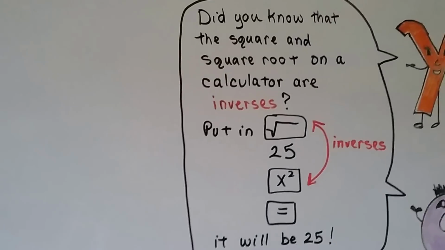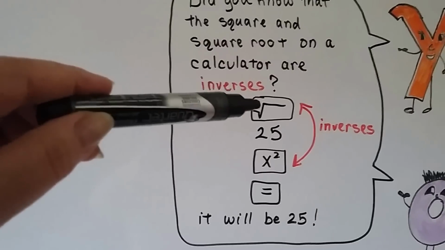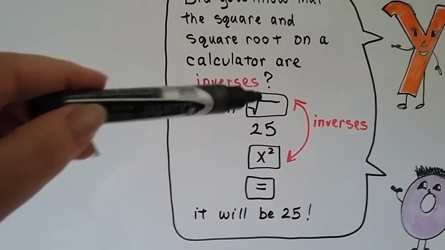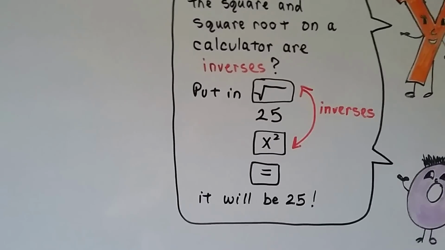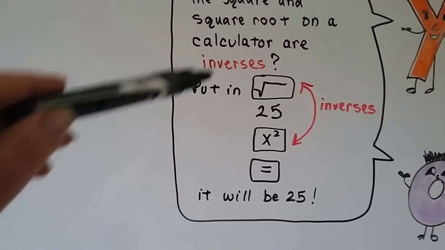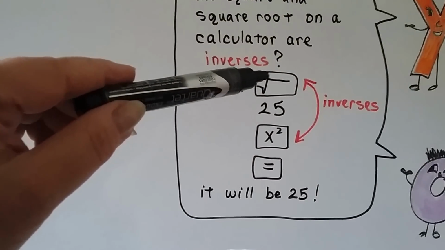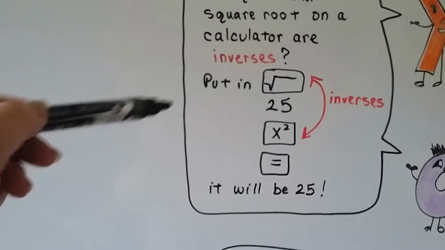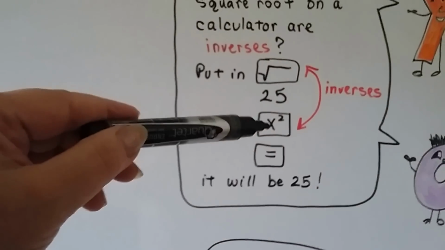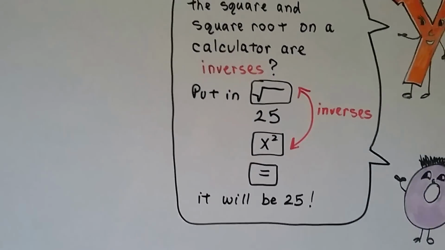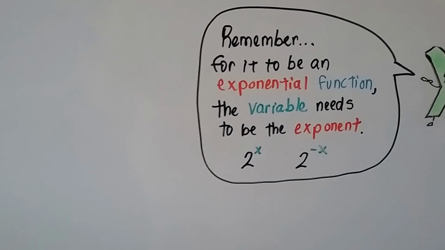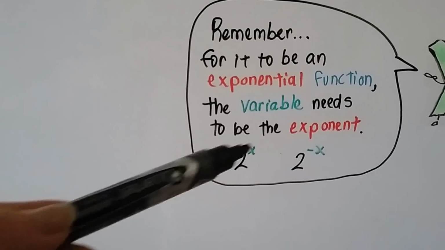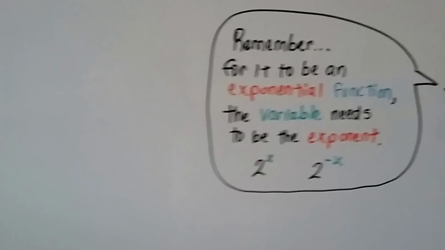So, did you know that the square and the square root on a calculator are inverses? If you hit the square root's radical sign, then put in 25, and then hit that x squared button and equal, you'll be back at 25. If you just hit this radical sign and put in 25 and equals, you're going to get a 5. But if you hit this x squared button, it'll be back at 25. They're inverses, okay? And remember, for it to be an exponential function, the variable needs to be the exponent. We need to have the exponent up there as the variable, okay?